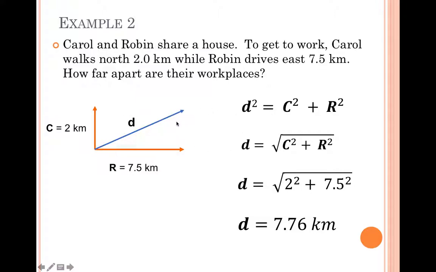So this is a little bit misleading because it actually means that this distance right along here is 7.76. But you can get it either way because the diagonal is going to be the same length either way. It's just a difference in the way it's drawn.